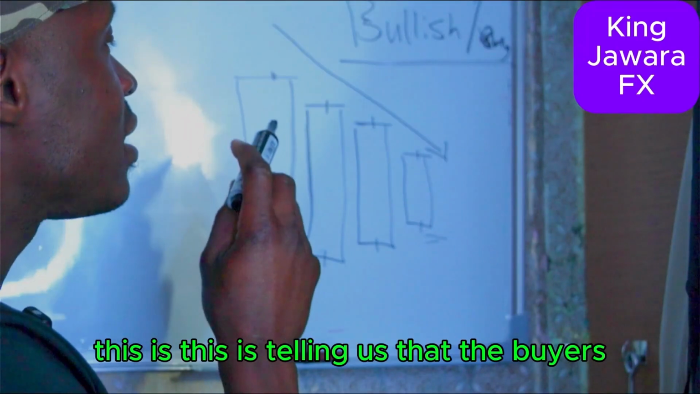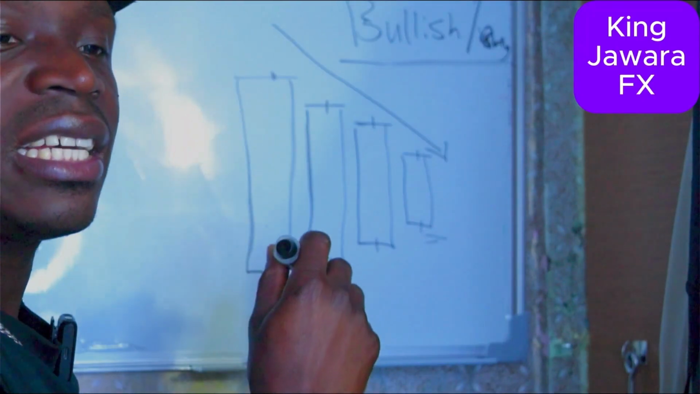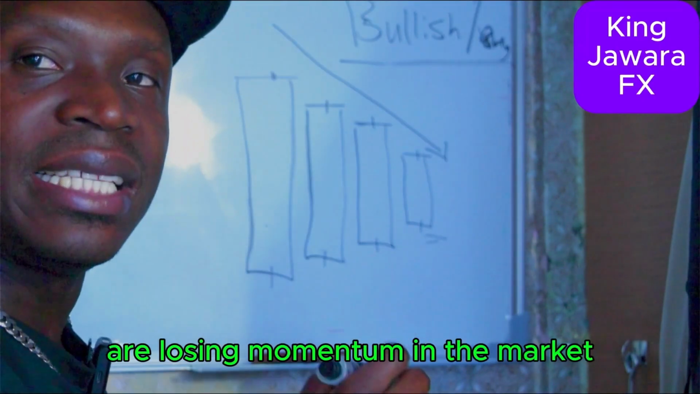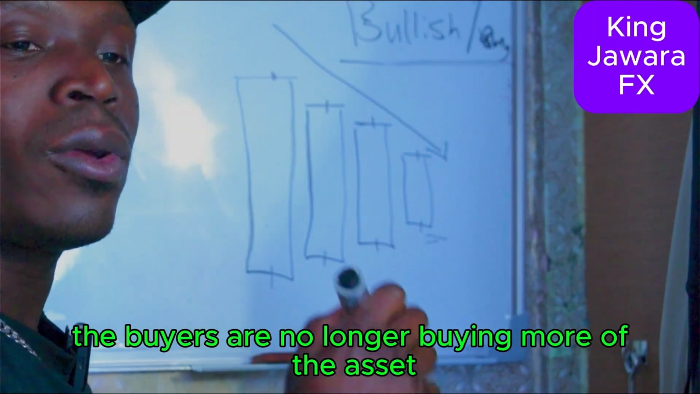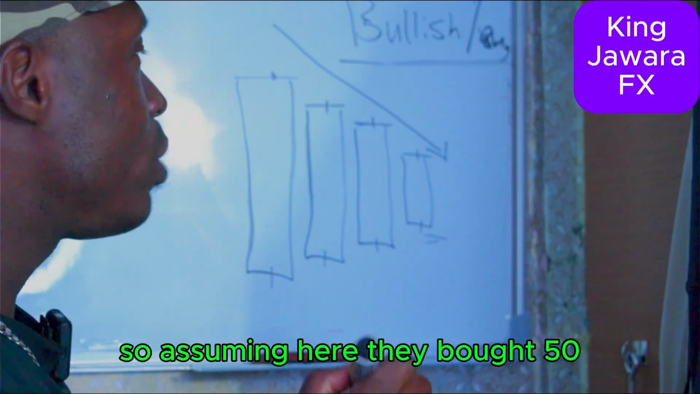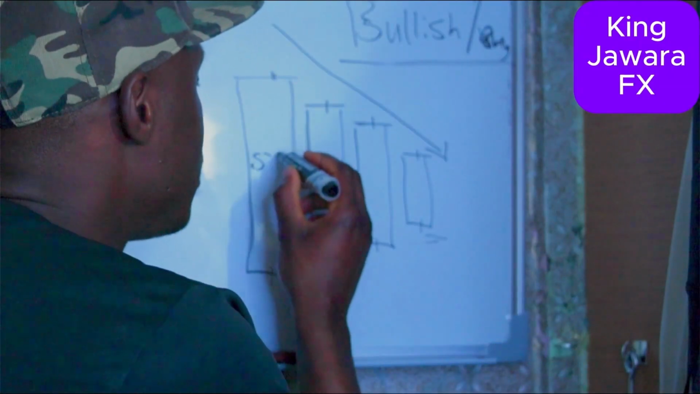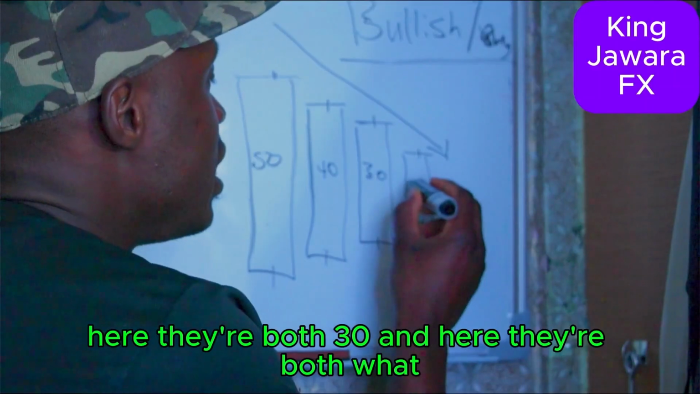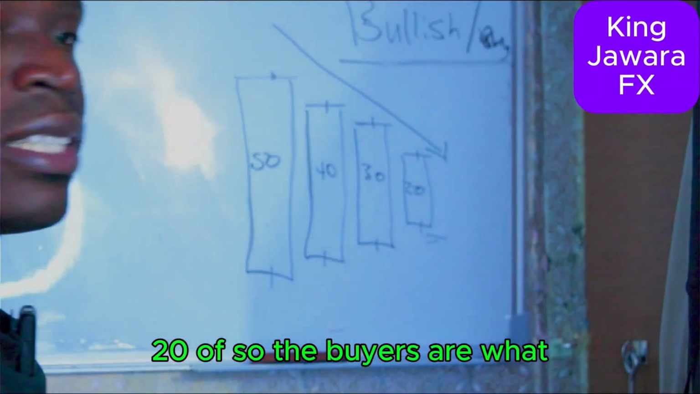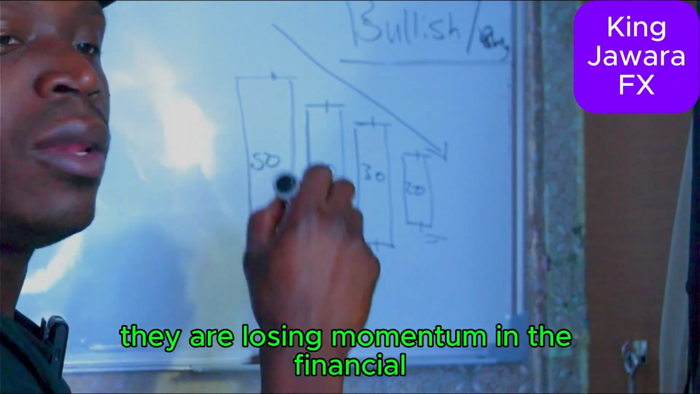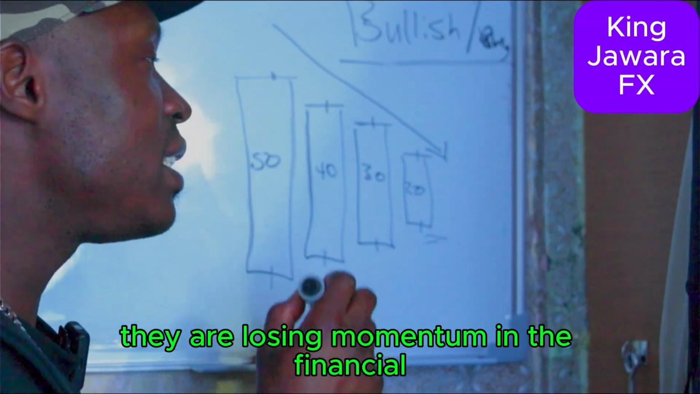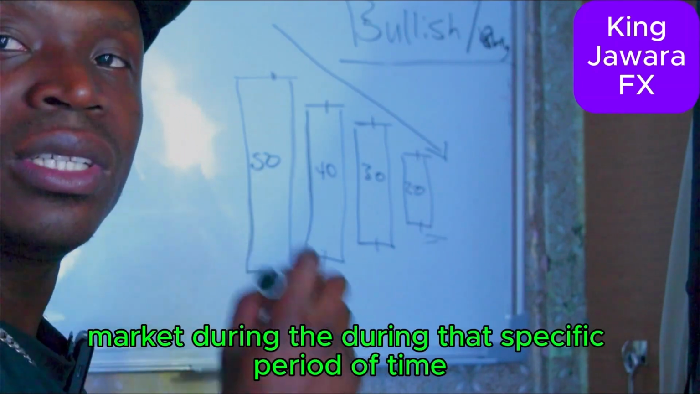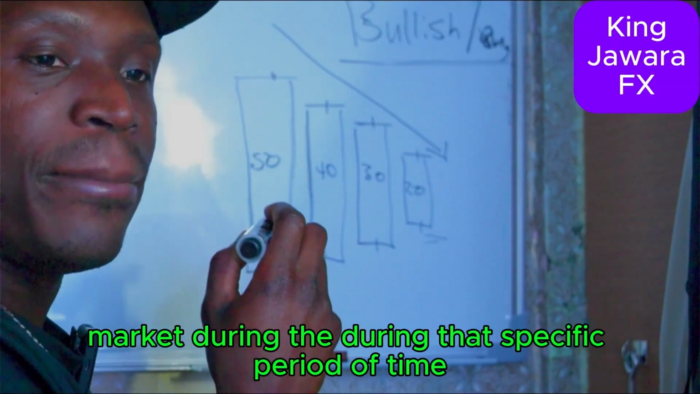This is telling us that the buyers are losing momentum in the market. The buyers are no longer buying more of the asset. So assuming here they bought 50, here they bought 40, here they bought 30, and here they bought 20 of the asset, the buyers are losing momentum in the financial market during that specific period of time.